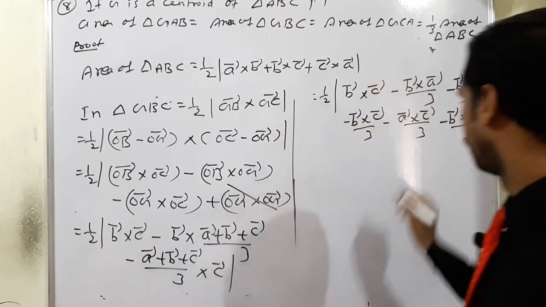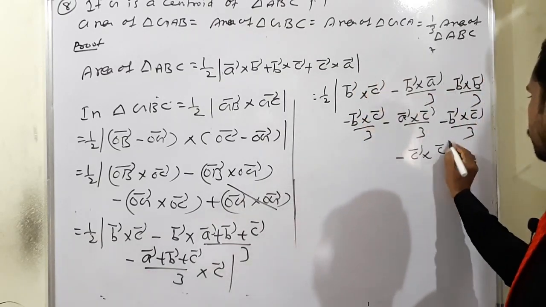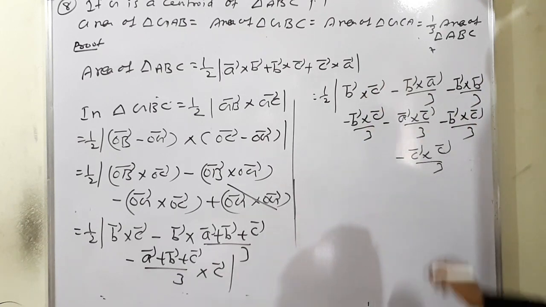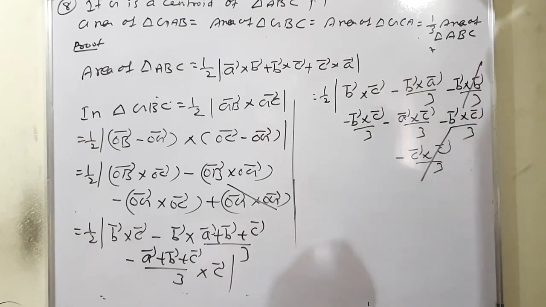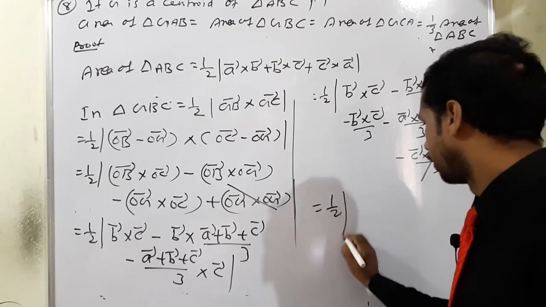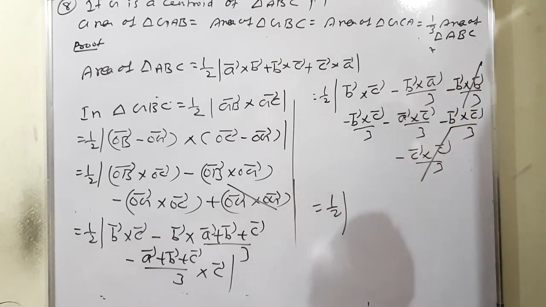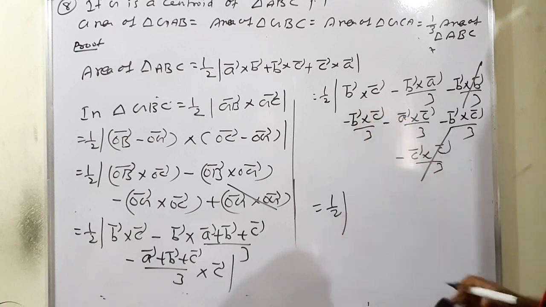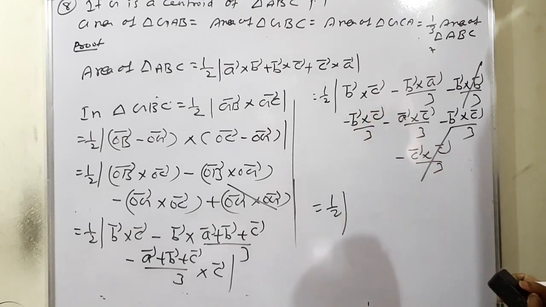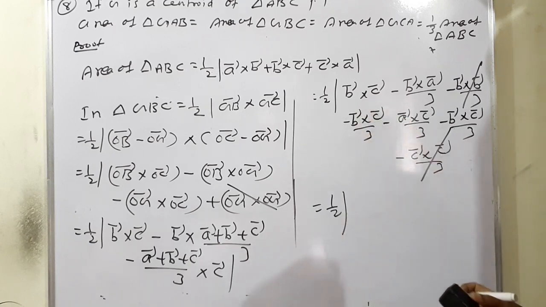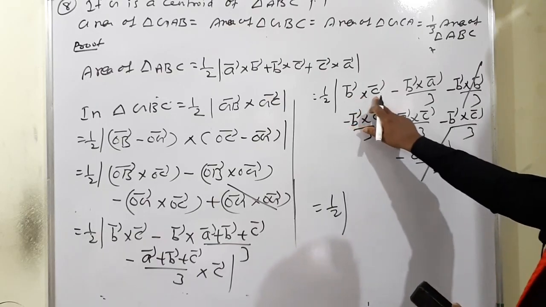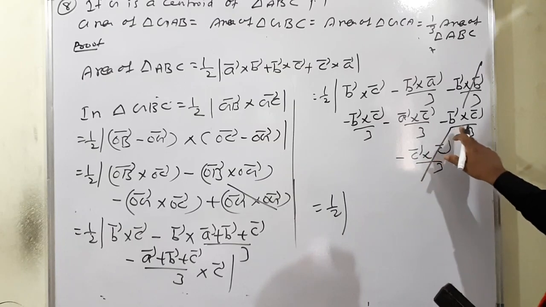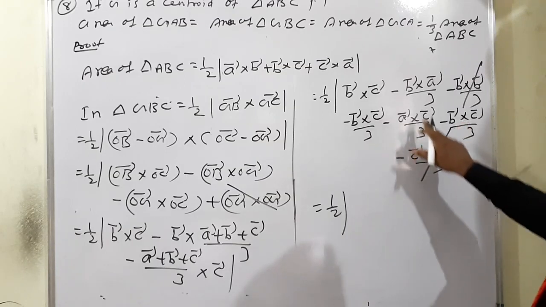Last line, minus C vector cross C vector by 3. What are the like terms? C vector cross C, B vector cross B. Then 1 by 2 modulus of, what are the like terms? So B vector cross C vector is there. Here minus B vector cross C vector is there.